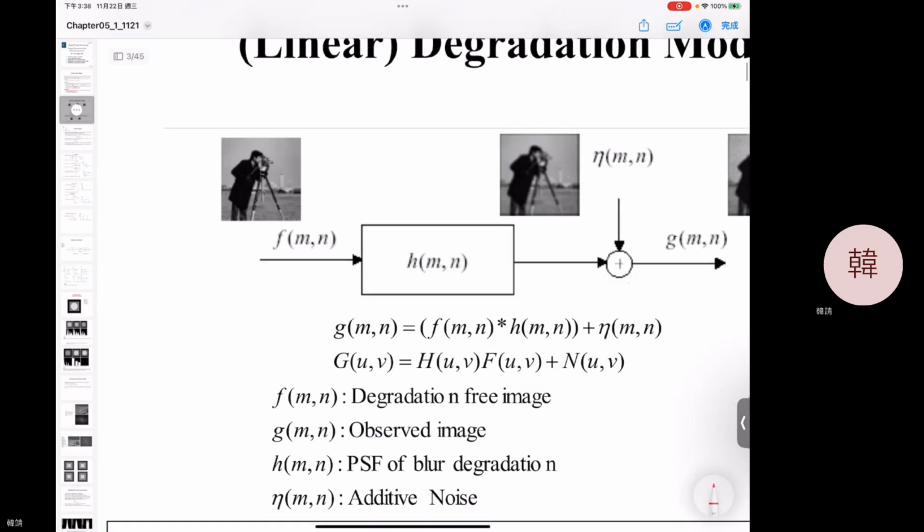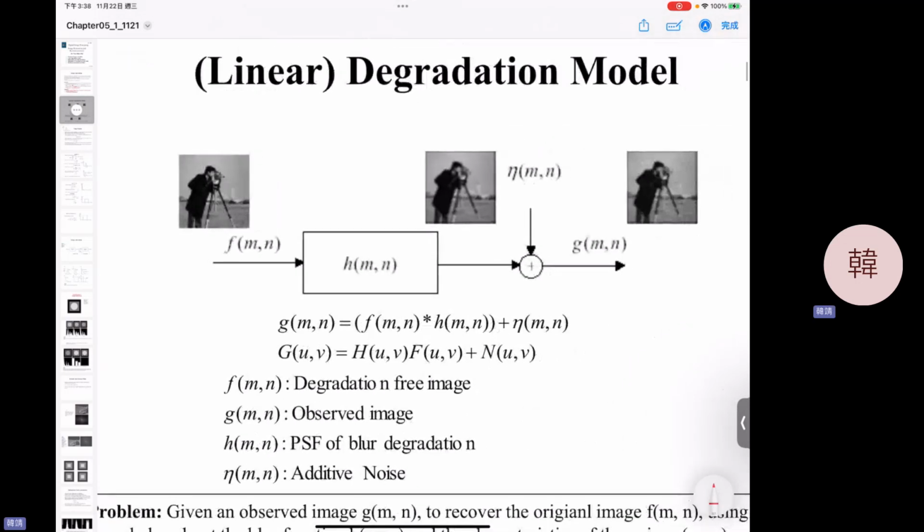Okay, so this is a very important model here. It's a linear degradation model. We are not talking about non-linear, otherwise a lot of the mathematical formulas are not suitable for this condition. So what kind of linear degradation model? We just mentioned this f(m,n) is your original non-degraded, no noise image. You always have this one. But unfortunately, when you pass through this one, you are going to have some degradation model.